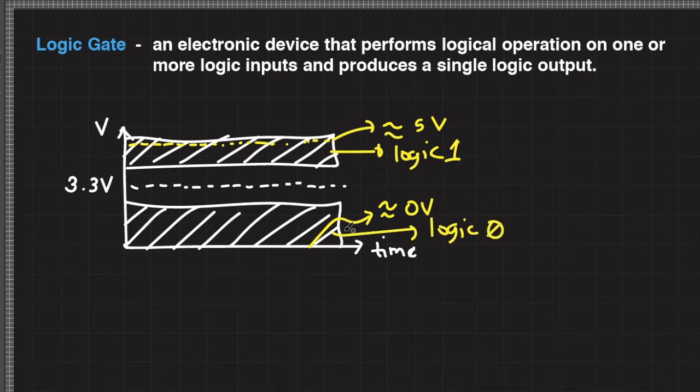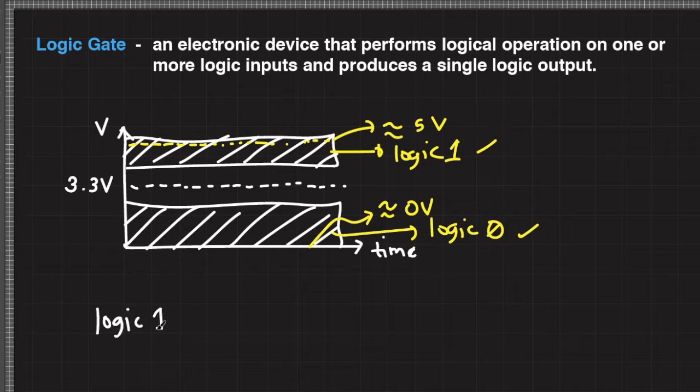So if we can establish these kinds of regions, then we can now send bits of information from one point of a circuit to another. Now, even if there's energy dissipation in the circuit, as long as the voltage does not overlap the threshold, then we can establish the fact that an electronic device is either in logic 0 state or logic 1 state.